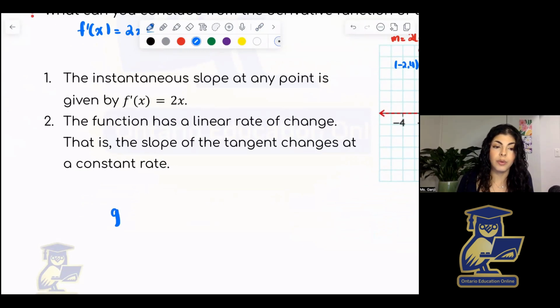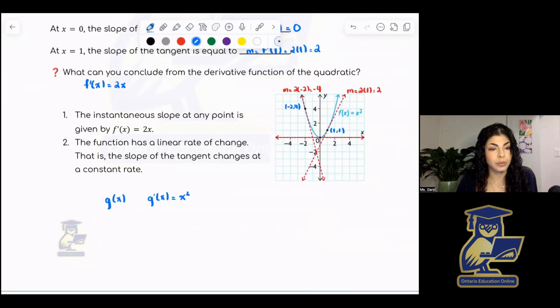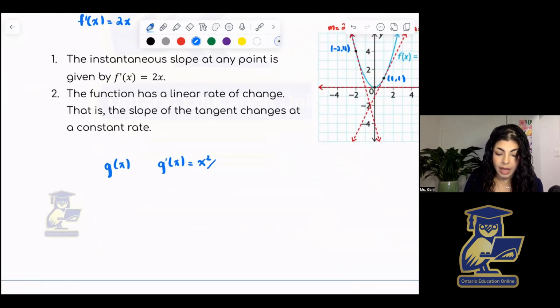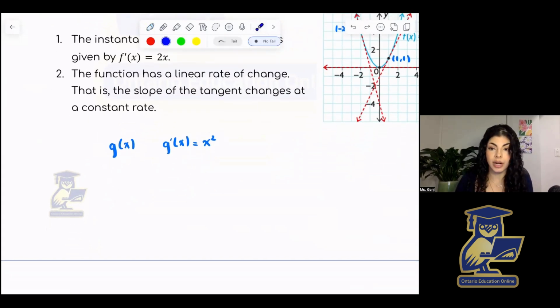Oh, and this is actually now another way you might see this. If you have the function g of x, and if g prime of x is x squared, I want you to think how this would change these 2 interpretations. So first, we would say the instantaneous slope at any point is given by x squared. And we would also say the function has a quadratic rate of change. So the slope of the tangent is changing with respect to x squared, and it's not linear anymore.